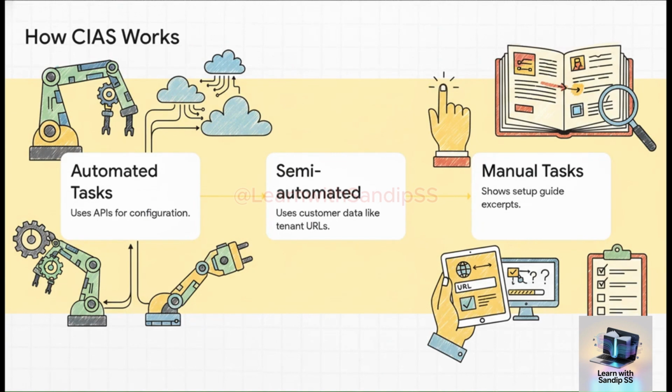And here's the cool part about how CIAS works. It breaks the whole setup process into 3 types of tasks. You've got your fully automated tasks, where CIAS is just using APIs to do the configuration for you. Then there are semi-automated tasks, where it just needs a little bit of input from you, like a tenant URL. And for everything else, it acts like a smart checklist, showing you the exact piece of the setup guide you need for any manual steps.